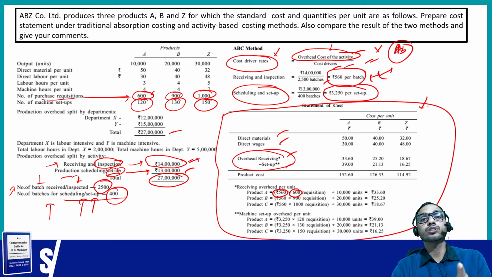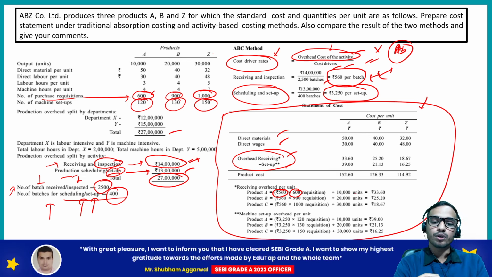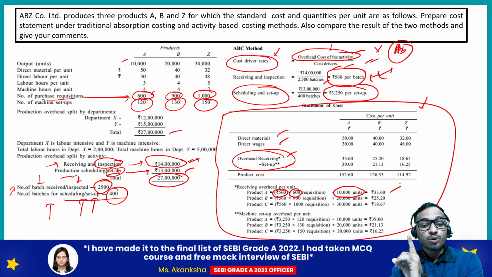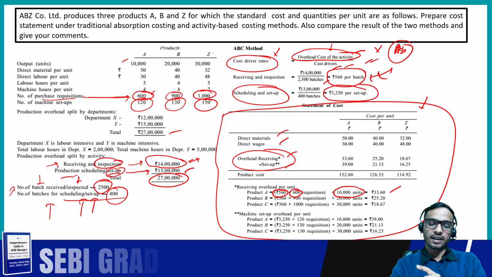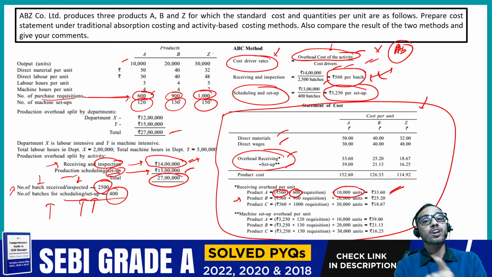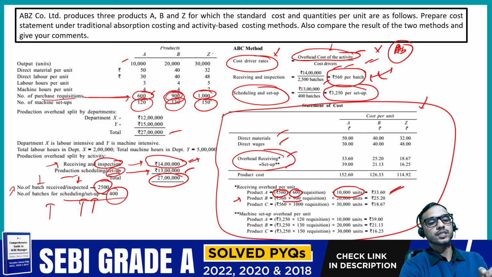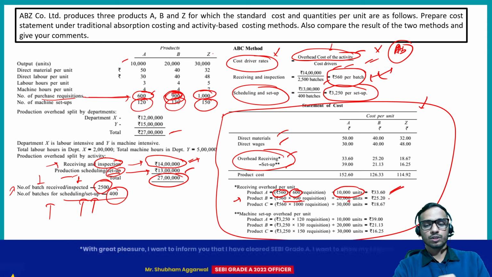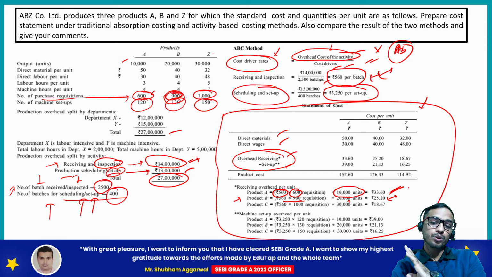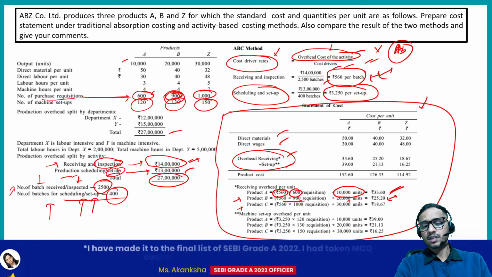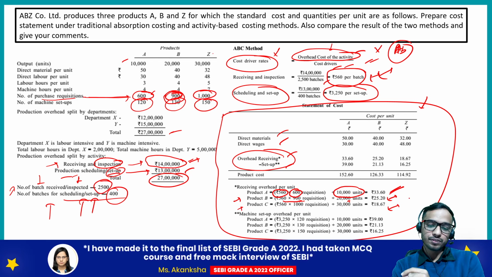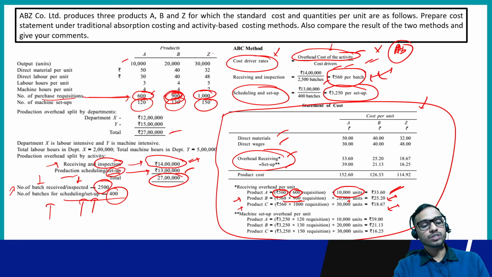But for a statement of cost, you need to find the cost of one unit. So you divide by the number of units, that is 10,000. You will have the per unit inspection cost for product A, that is 33.60. Similarly, you do it for product B. 560 would be the same, total purchase requisitions are 900, you multiply by 900 and then divide by 20,000. So you have 25.20. And for product C, we have 18.67 rupees per unit overhead cost for inspection.